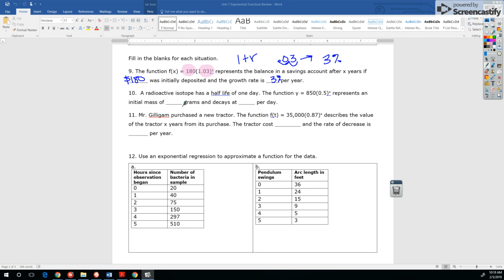A radioactive isotope. Oh, I'll finish the next one in the next video. It's about to end.